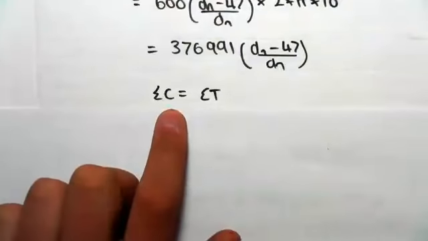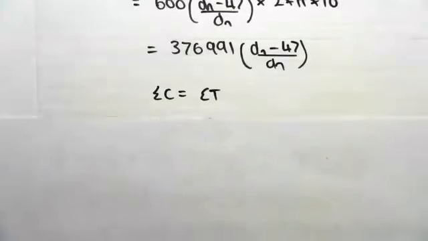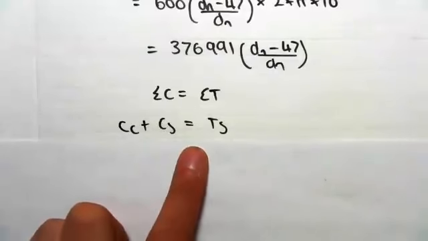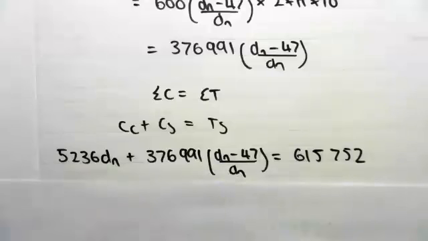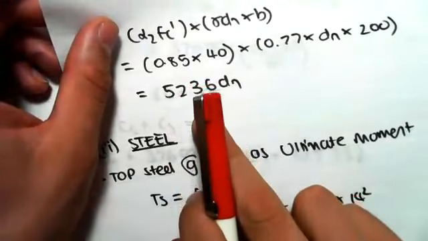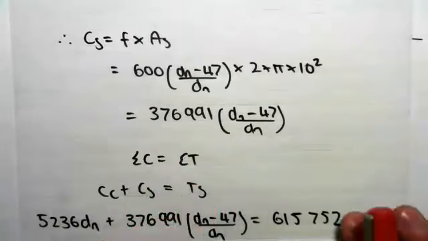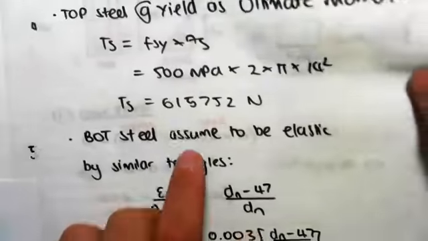Now just like before for pure bending, the sum of the compression equals the sum of the tension. For our case, we have compression in concrete, compression in steel, and tension in the steel. We know the compression in the concrete is 5236dn, from here. The compression in the steel we just found is this formula there. And the tension in the steel is 615,752. We saw that here, because that's at yield.